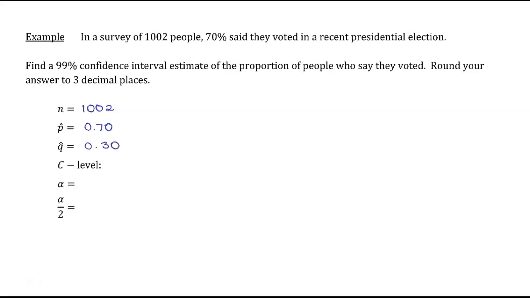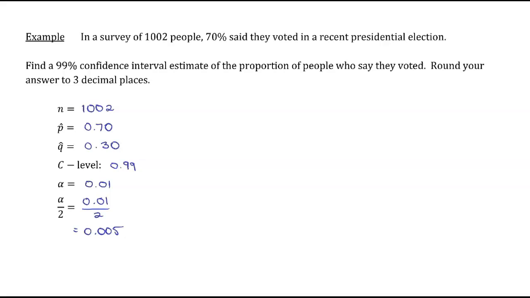We want to construct a 99% confidence interval estimate. That means our confidence level is 99%, or 0.99. That only leaves 1% left over for alpha, or 0.01. And half of alpha, 0.01 divided by 2, is equal to 0.005. We're going to walk through this example, calculating the confidence interval by hand. In a next example, I'll show you how to use your calculator.